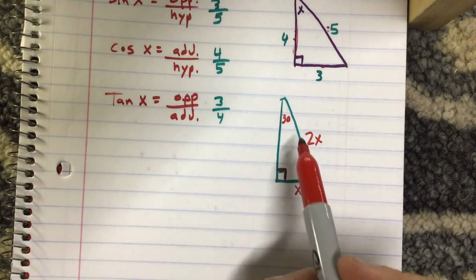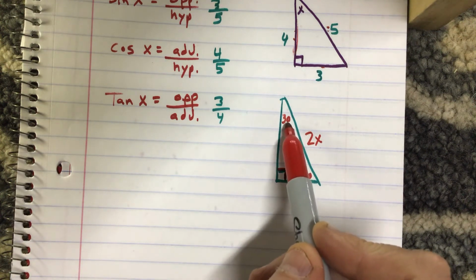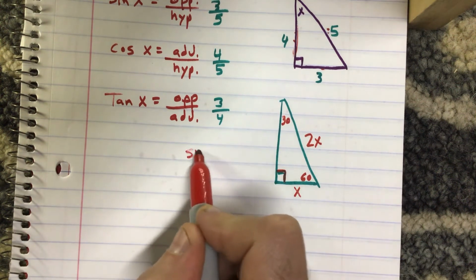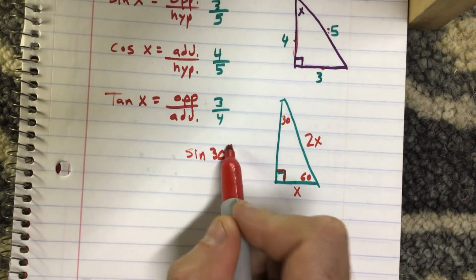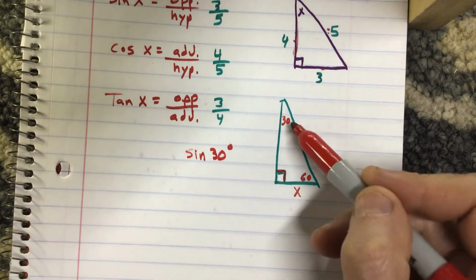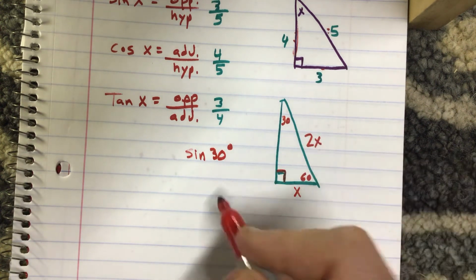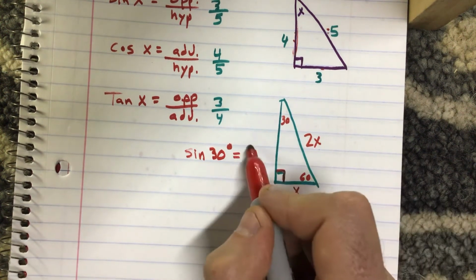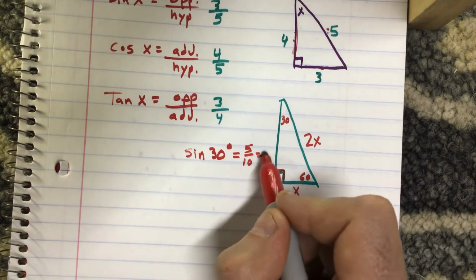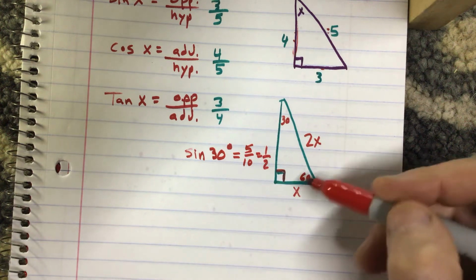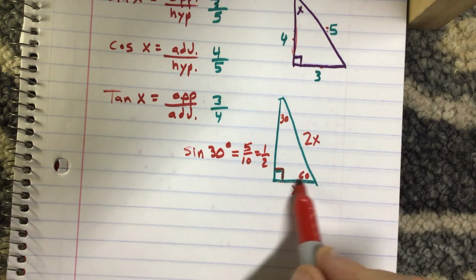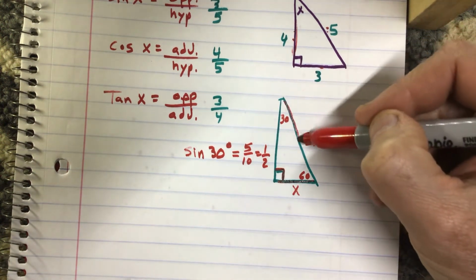So when you take the sine of 30 degrees, you'll get the opposite over the hypotenuse. So if this were 5, this would be 10. You'd get 5/10, which would reduce to 1/2. It'll always reduce to 1/2 because this length is always half the length of this one.